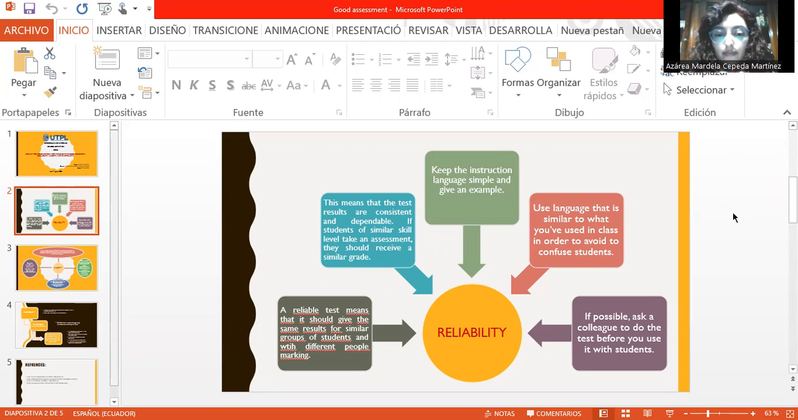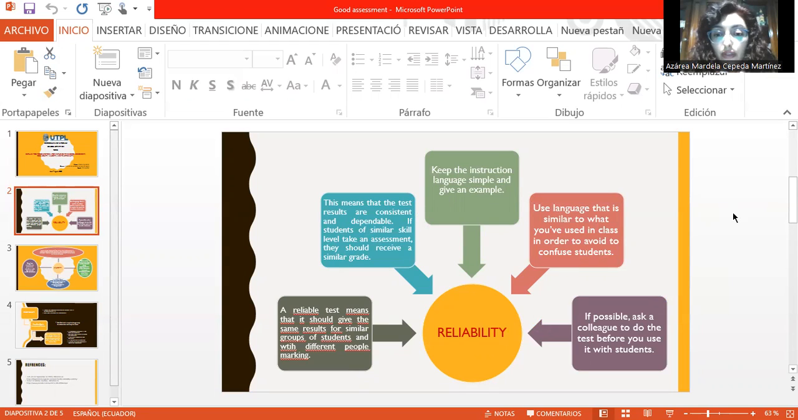people marking. This means that the test result is consistent and dependable. If a student of similar skill level takes an assessment, they should receive a similar grade. It is important to take into account the following steps that I'm going to give you.